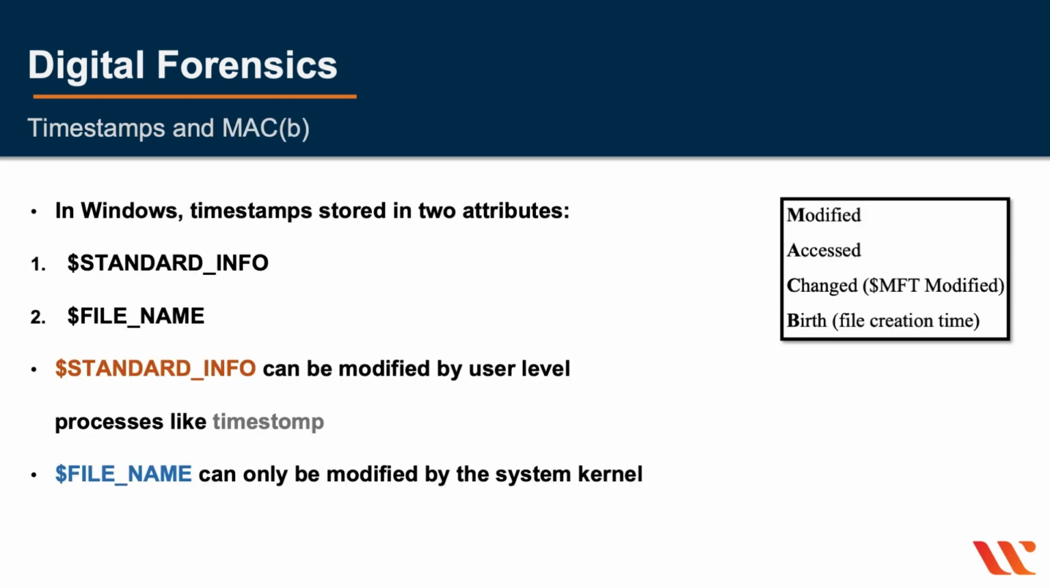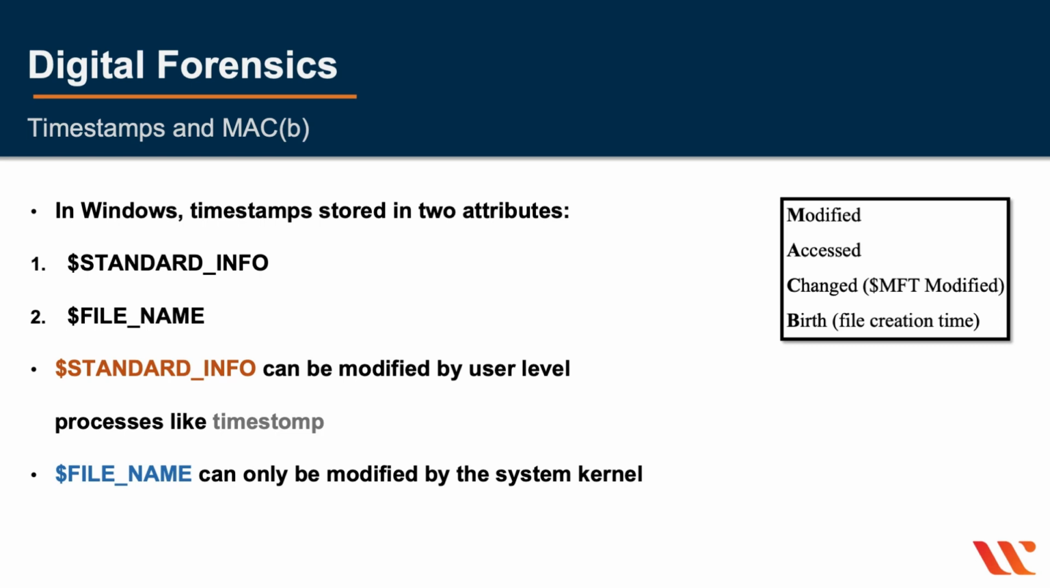This is also called the MAC-B, MAC, and in parentheses lowercase b times when you're looking at Windows and you're doing forensic analysis. The MAC-B time is derived from the file system metadata, and they typically stand for M is modified, A is accessed, C is changed, and B is the birth. So this is the file creation time. And where are these stored? So these are stored in two attributes.